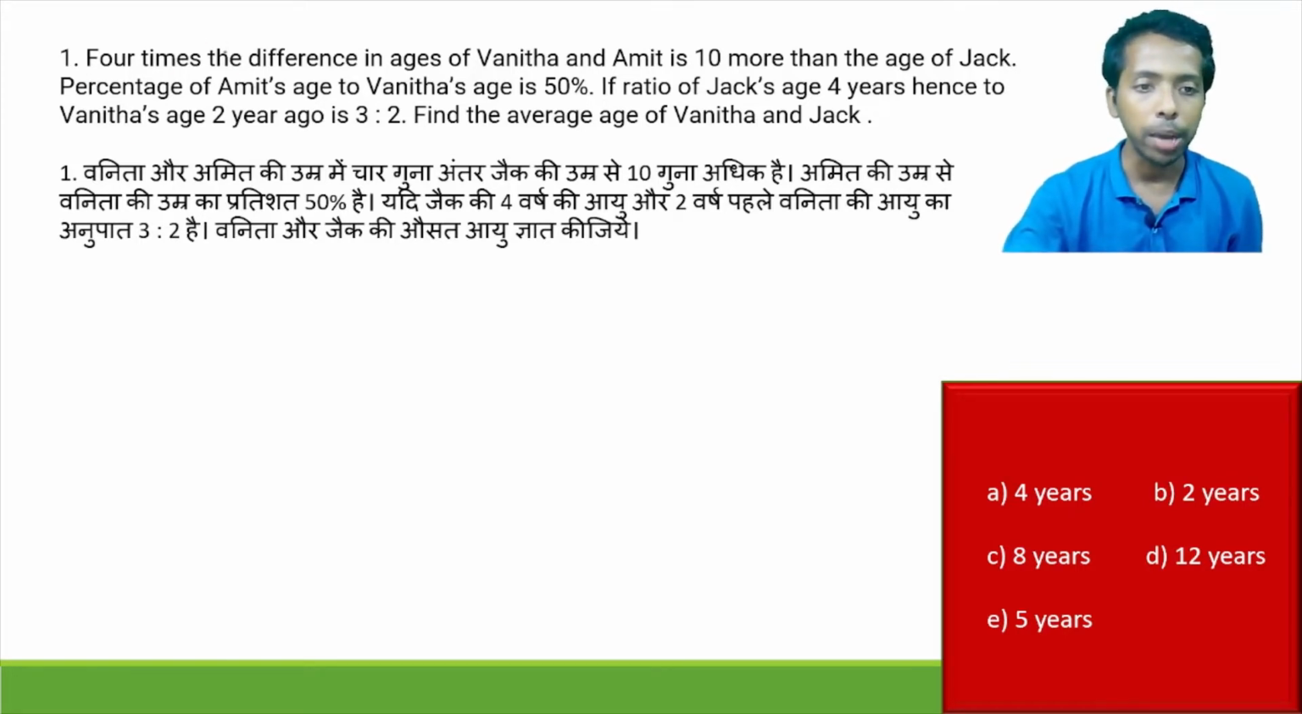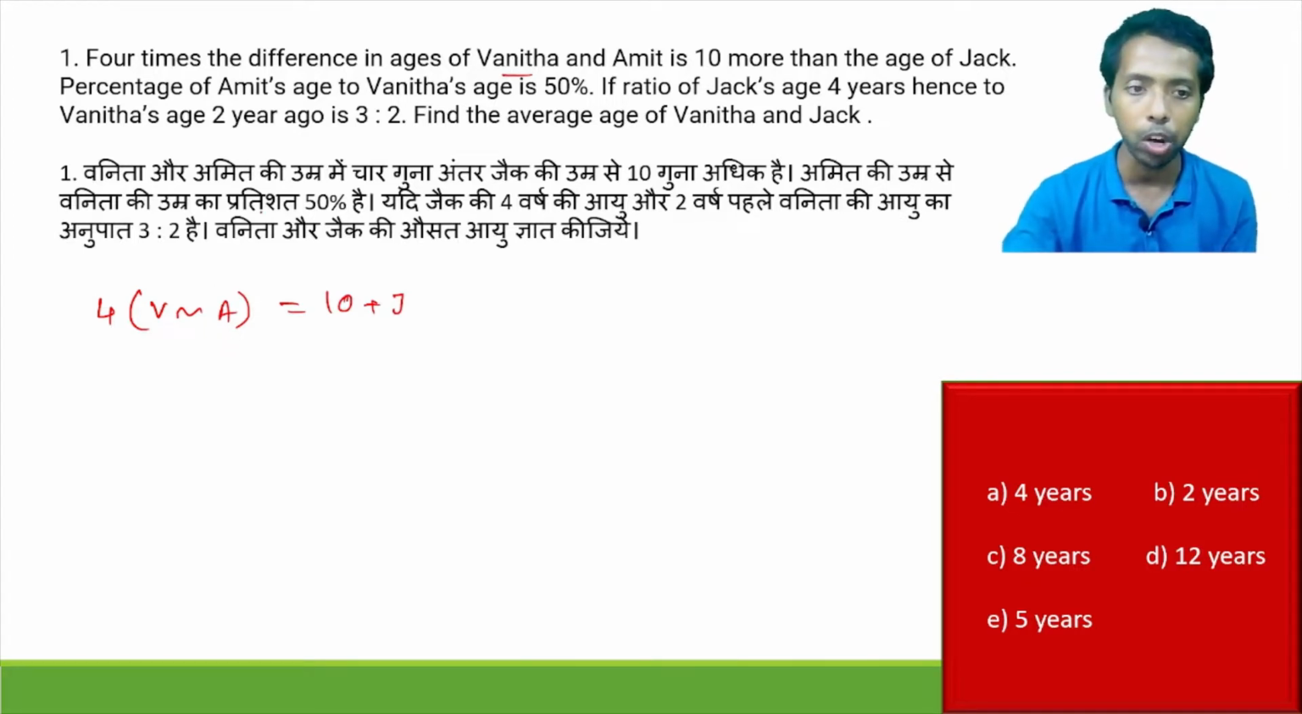The first one, 4 times the difference between the ages of Vanita and Amit is 10 more than the age of Jack. Okay, so whatever it's saying we will just mention in a simplest format. 4 times the difference between Vanita and Amit, which is 10 more than the age of Jack. Just the first letter is okay to you because every name initials is different here. Percentage of Amit's age to Vanita's age is 50%. So Vanita's age, whatever it is, 50% of the same, that is half of Vanita's age equal to Amit's age.